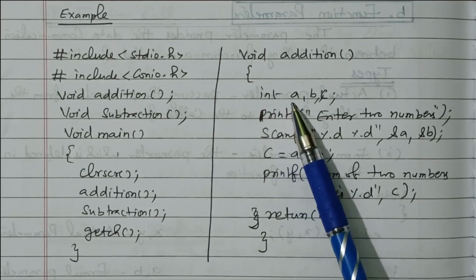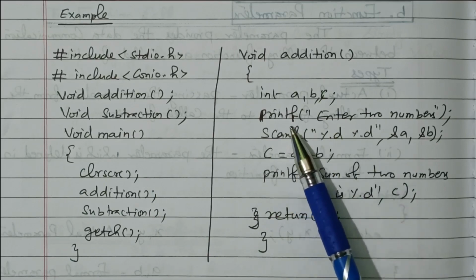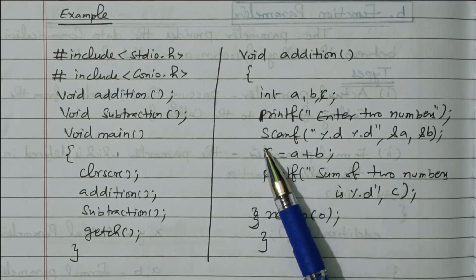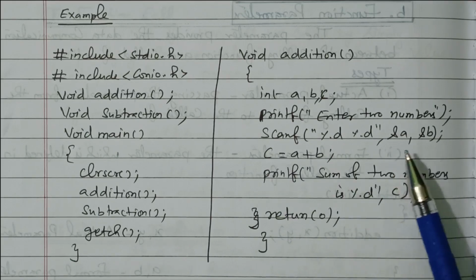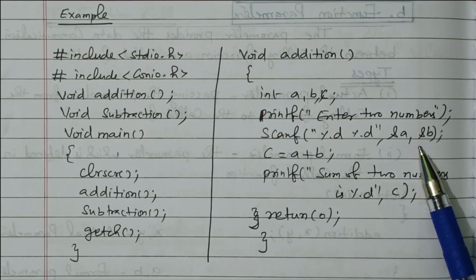So after declaring A and B, we ask the user to enter two numbers. printf enter two numbers. So the user will enter. Using the scanf statement, we are scanning these two values. %d and &A and &B. %d refers to integer. And &A means the address of A and address of B. The values will be stored at the addresses of A and B.